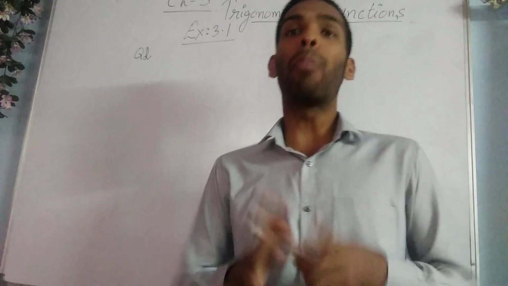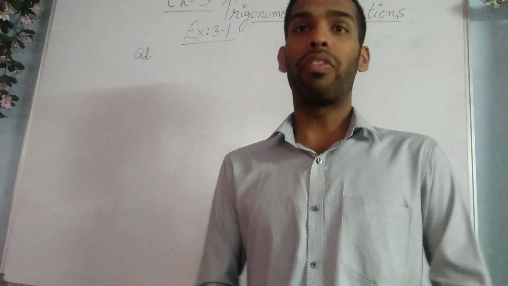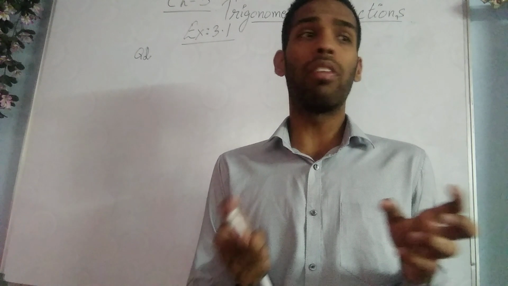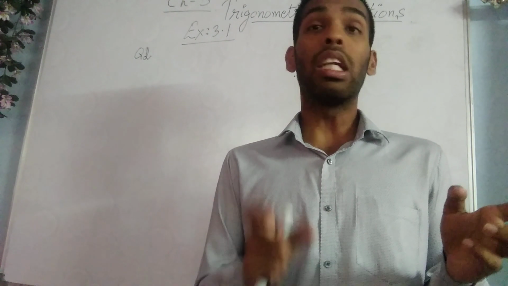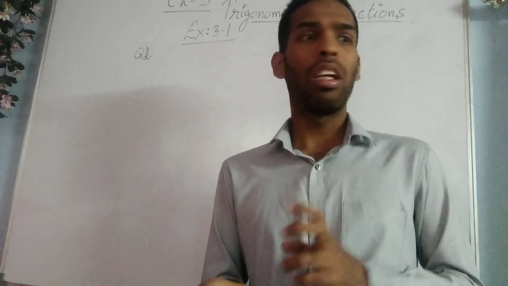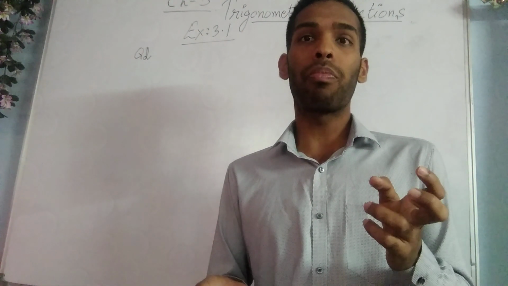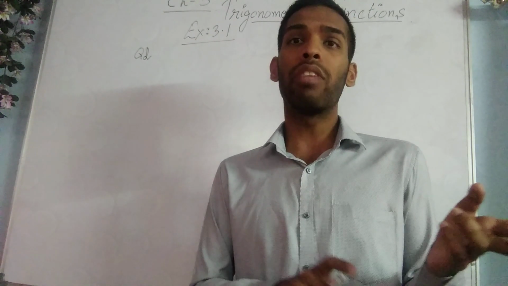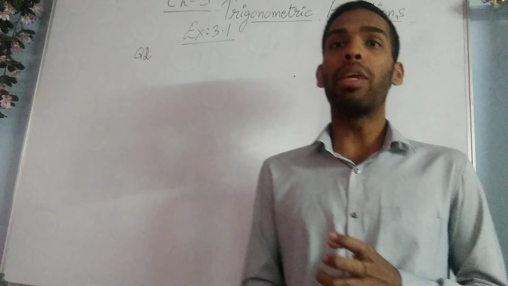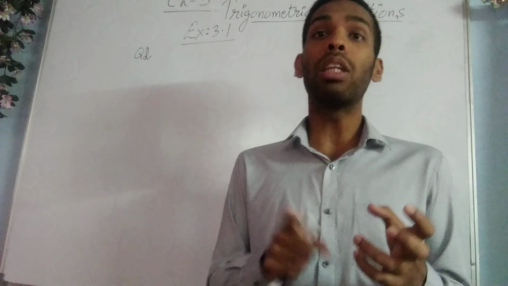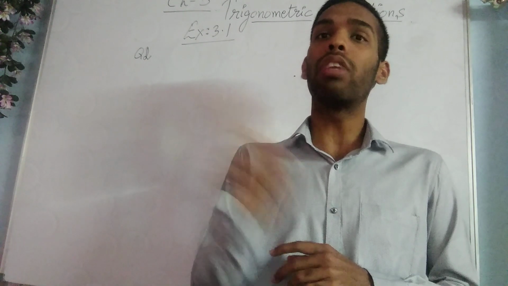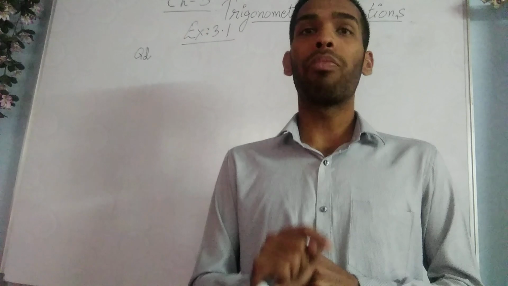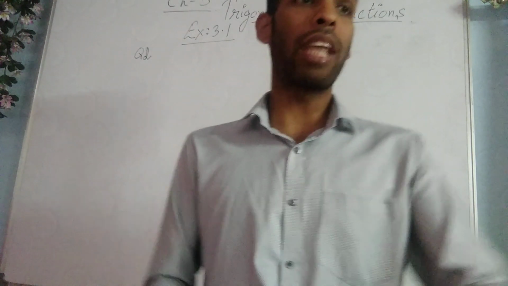Now students, we shall go for the second question. Students, the second question is just opposite to the very first. The first question was the conversion of degree measure into radian measure. That means values in degree measure were given to you, and you had to convert those degree measures into radian measures. But now in the second question you will be given the measures in radian, and you have to convert those measures into degree.